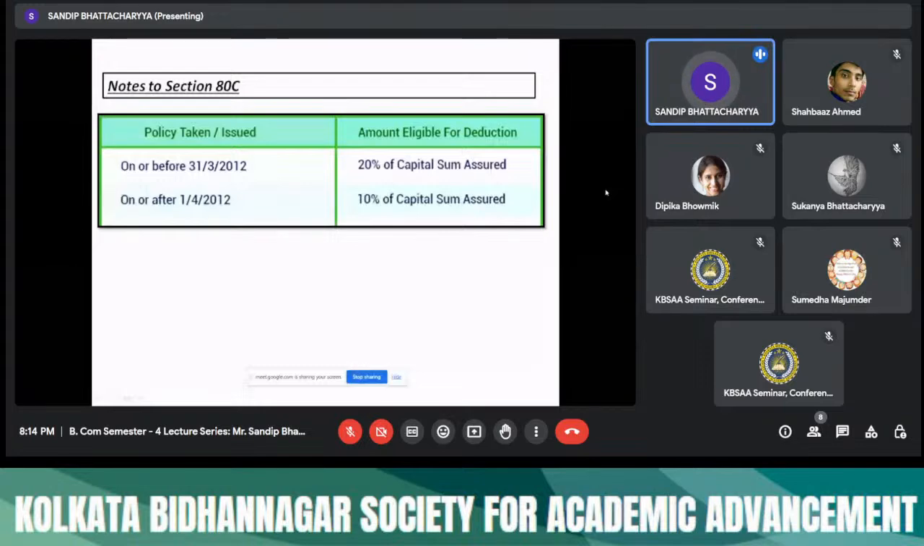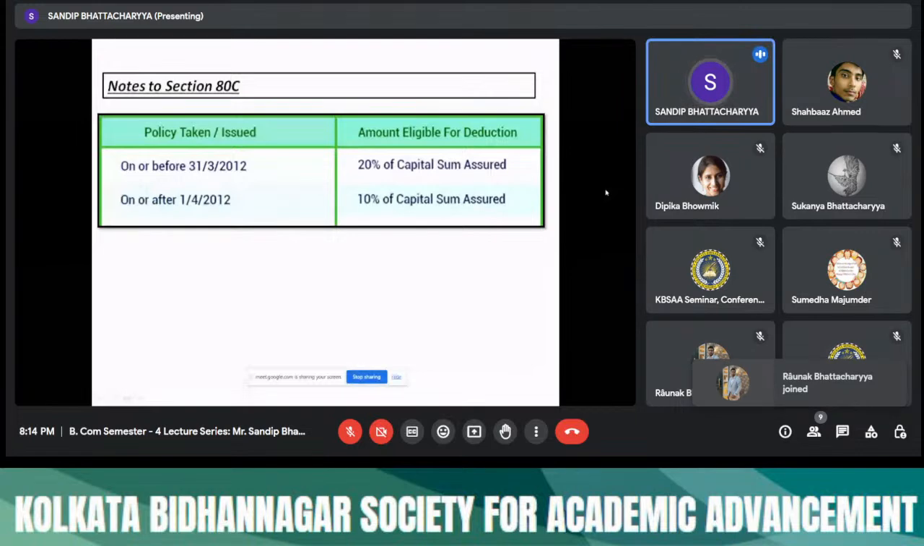Suppose I am giving you one example. We will do examples of every provision, but right now I am just trying to give you one example. Suppose I have taken one policy of rupees 1 lakh, and the policy was taken on 31st of March 2010, that is before 31st of March 2012. Okay sir, no problem. You have taken a policy of 1 lakh rupees on 31st of March 2010, clear? Now I have paid a premium of rupees 40,000 in this year, that is 2022-23.